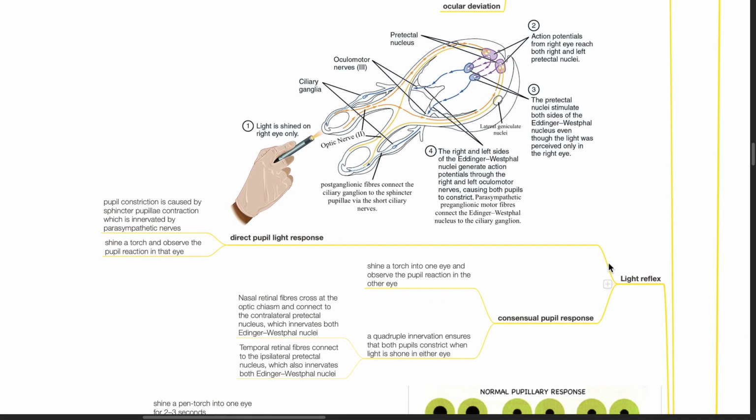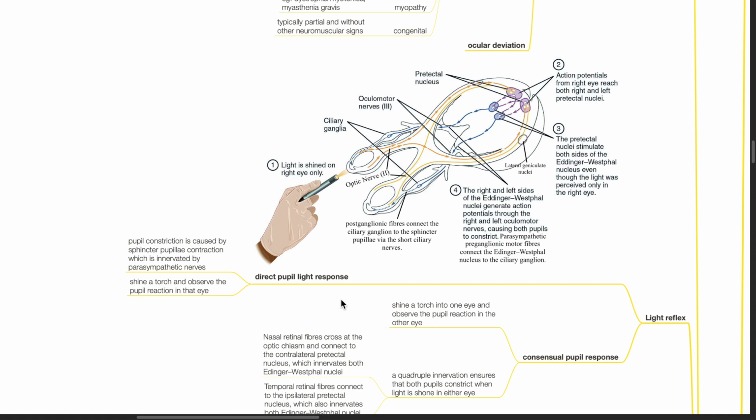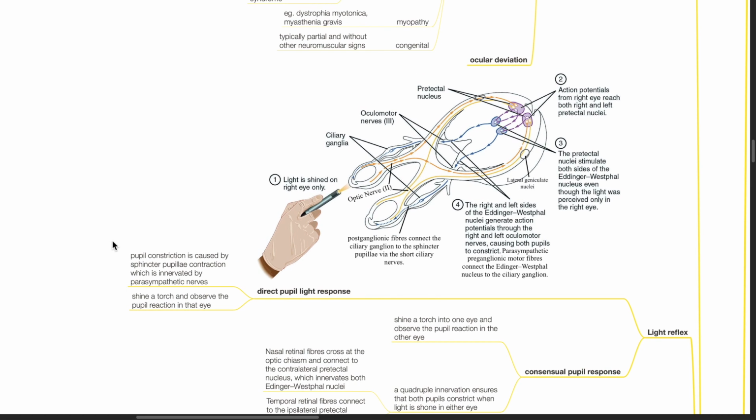Light reflex. The direct pupil light response. Pupil constriction is caused by sphincter pupillae contraction, which is innervated by parasympathetic nerves. Shine a torch and observe the pupil reaction in the eye.